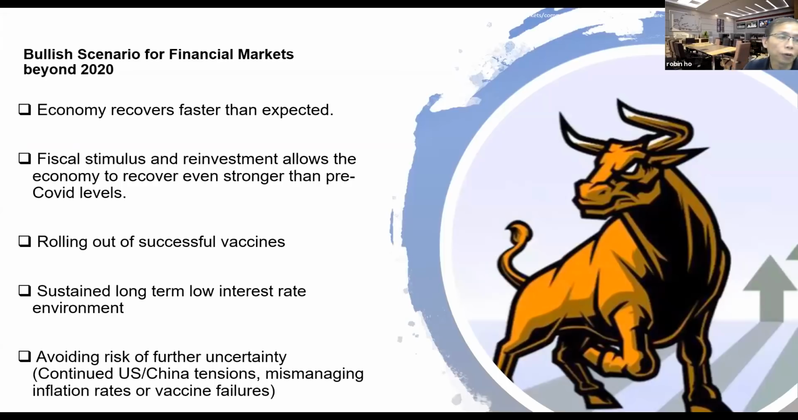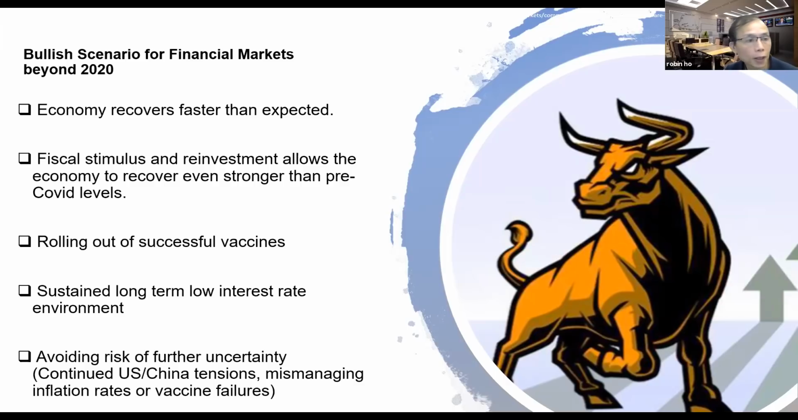So this is the bull case scenario for the financial market. The economy recovers faster. Fiscal stimulus reinvested allows the economy to recover even stronger than pre-COVID levels. Successful vaccine rollout, sustained long-term low interest rate environment, avoiding risks of further uncertainty like the US-China trade tension, mismanagement of inflation rates, and vaccine failure. All right, so this is a bull case scenario, which I subscribe to, but for about maybe the next three to six months, perhaps.